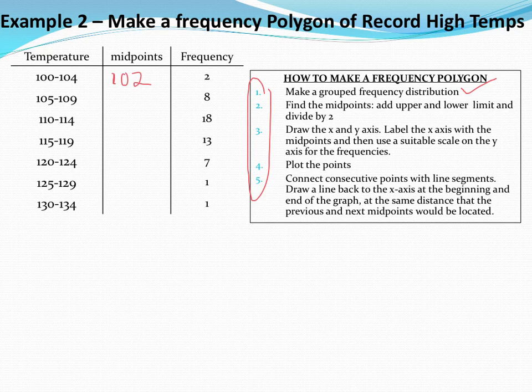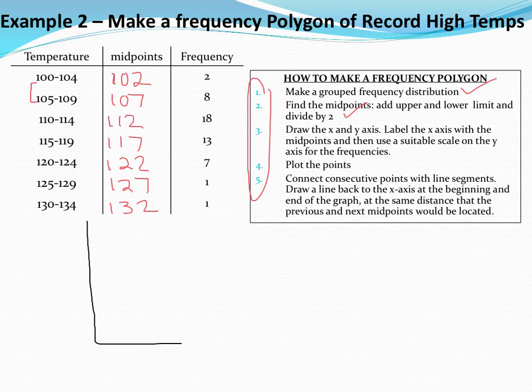Because remember, once you know the class width is from here to here, it's 5, I can just add the class width the whole way down. And that way I don't have to sit there and figure it out each time. Alright, next thing, draw and label the x and the y axis. So we're doing that again. Label the x-axis with the midpoints and then use a suitable scale on the y-axis.